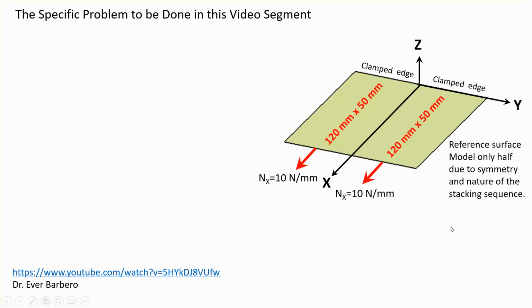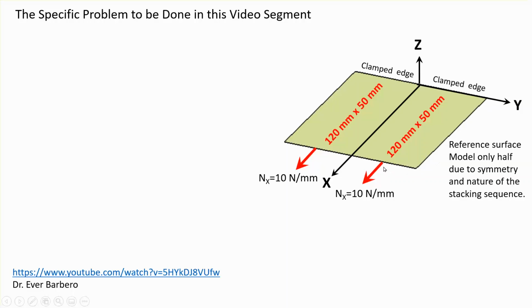This problem is done as an example in Ever Barbero's textbook, and he has developed a YouTube segment on that problem, but it's using Abaqus. So I'm going to recreate the same problem, but show you how to do everything in Catia. The problem to be discussed is a rectangular strip of laminated composite, which is 120 millimeter in the length direction and 100 millimeter in the y direction.